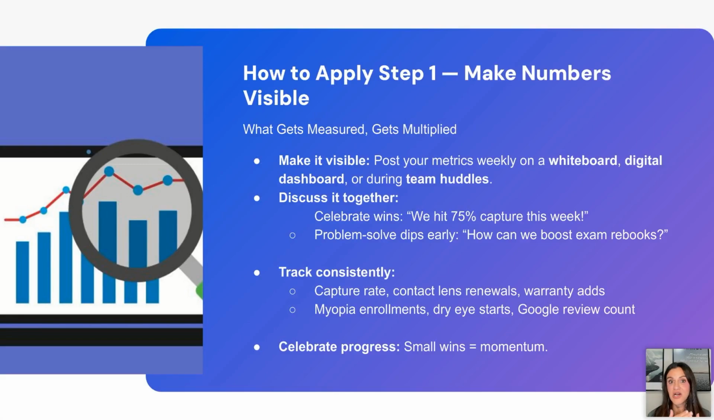Never miss a heartbeat on showing up for your team, right? So they're showing up for you. You've got to make sure you set it on the schedule and you show up for them. And this is a great opportunity to problem solve your dips early. So let's say you had a problem with exam rebookings. You can get into those numbers ahead of time and know that you're not going to make that number for the week. So what can we do? How can we pivot to really be successful on these numbers?